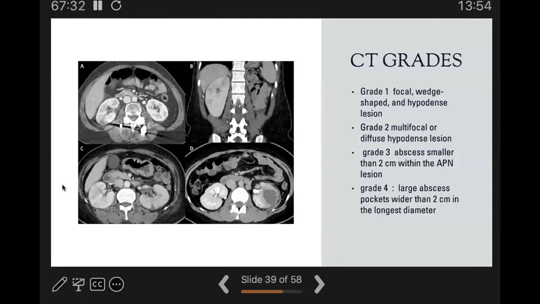When you have abscesses that are defined as less than 2 centimeter, then it is grade 3. When the abscess is growing beyond 2 centimeter, then it is grade 4. That is how you grade pyelonephritis. So usually we see perinephric fat stranding, all the inflammatory signs, and focal hypodense lesion. But in severe cases, it could be like this, where it may immediately require surgical intervention also.